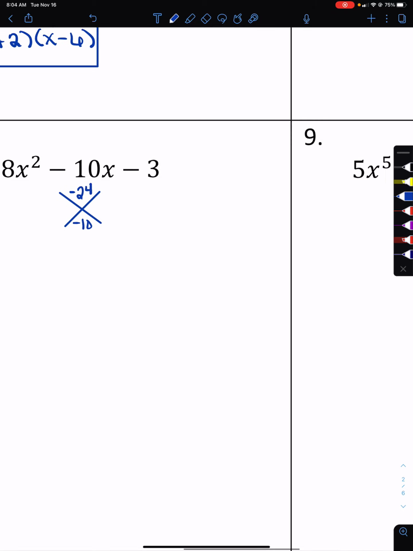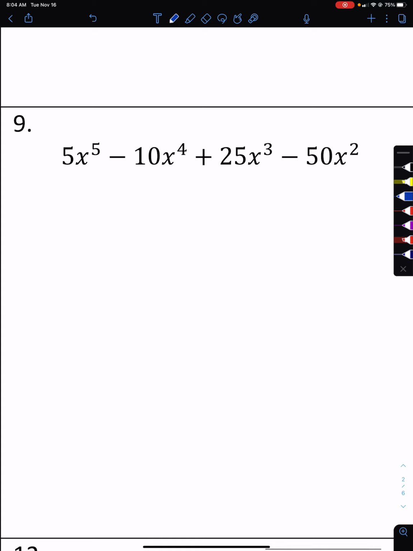Okay. All right, number 9, it's 4 terms. So we're going to go ahead, group together the first 2 terms, group together the last 2 terms. All right, first one, they have x to the 4th in common, and then we're left with 5x minus 10. The second one has x squared in common.